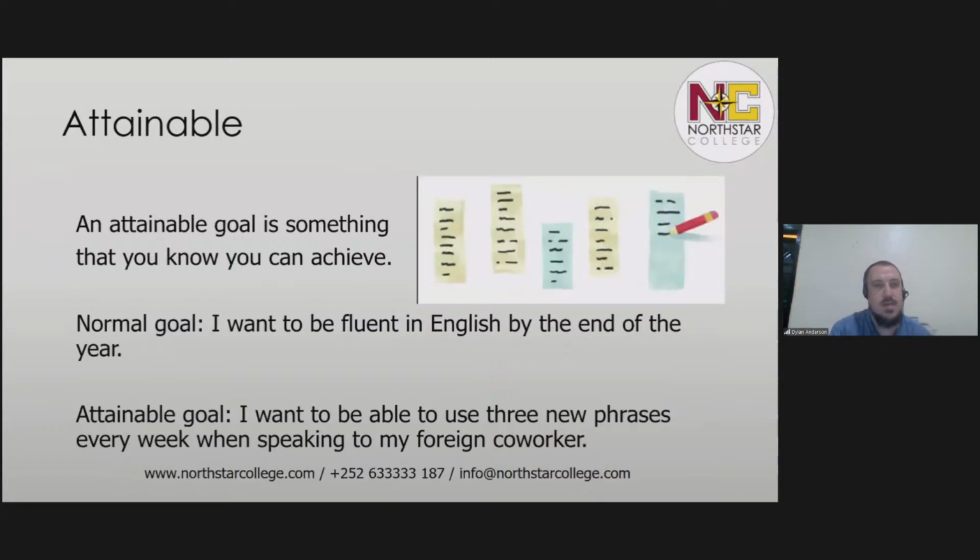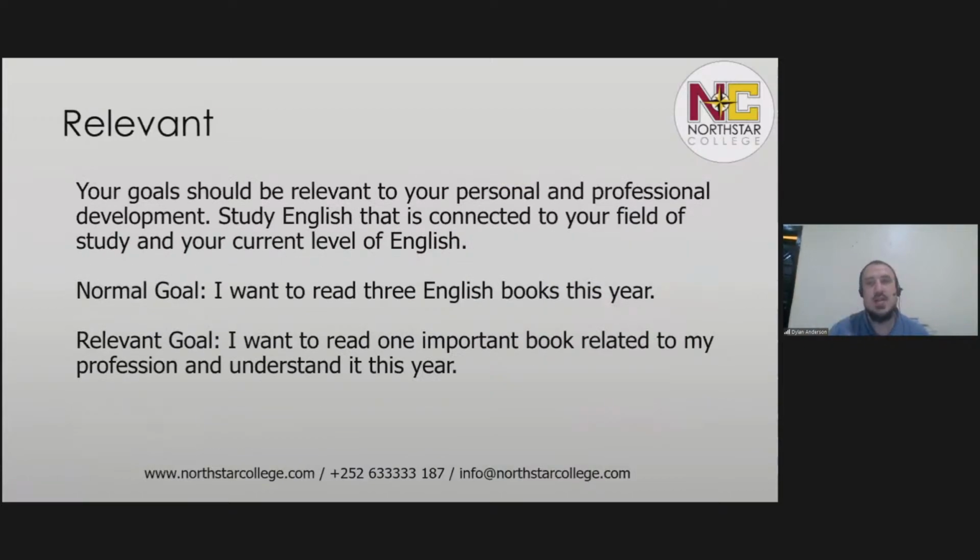Like somebody might say, I want to be fluent in English by the end of the year. I mean, maybe if you're really lucky you can do this, but the chances are it's not attainable, it's not realistic, it's not something you can actually do. An example of an attainable goal that would go towards the same idea: I want to be able to use 3 new phrases every week when speaking to my foreign coworker. Something that you know you can do, something that is within your ability to do. Okay, so that is SMA.